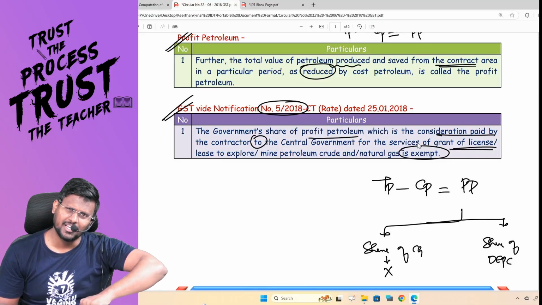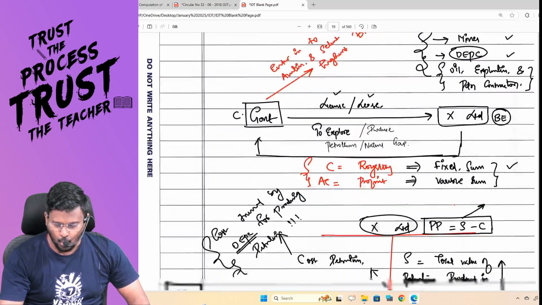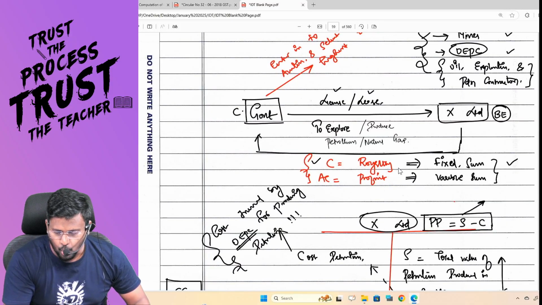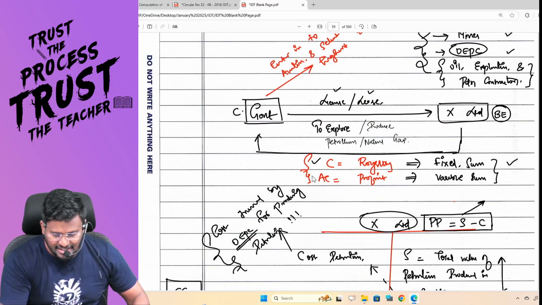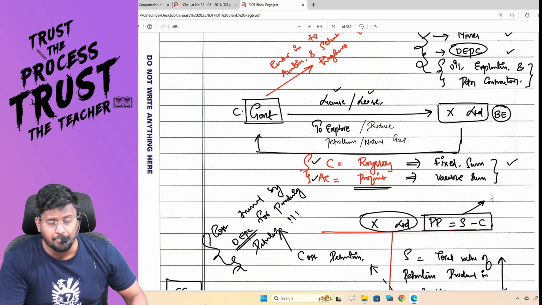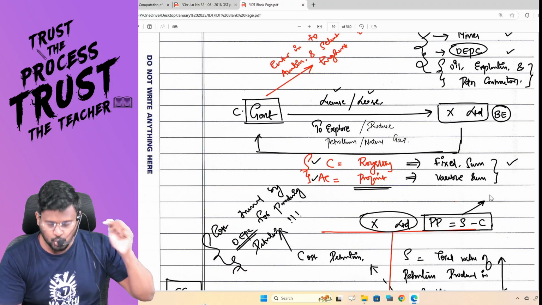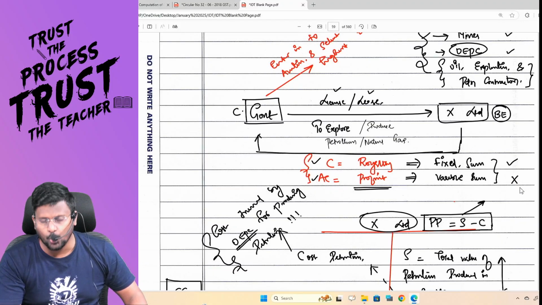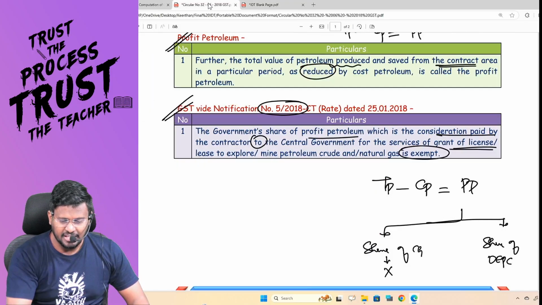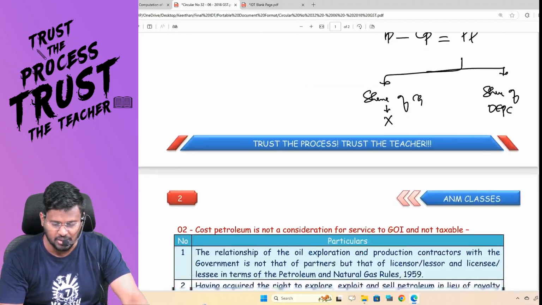Actually, this is also a consideration. There are two considerations paid by the OEPC. One consideration is royalty, which is a fixed sum. The additional consideration is profit petroleum, which is a variable sum because we don't know how much profit petroleum is going to come. So for this profit petroleum, no GST applies, as exempted under notification number 5/2018.